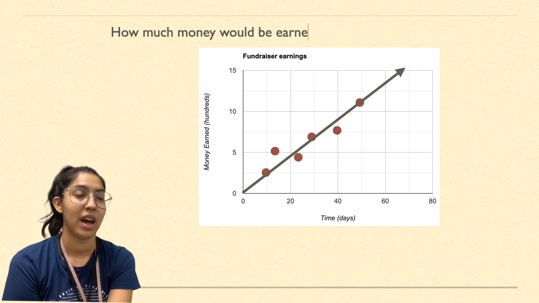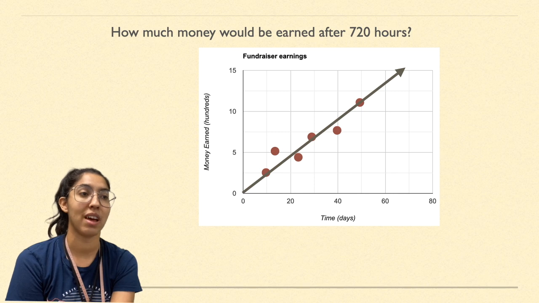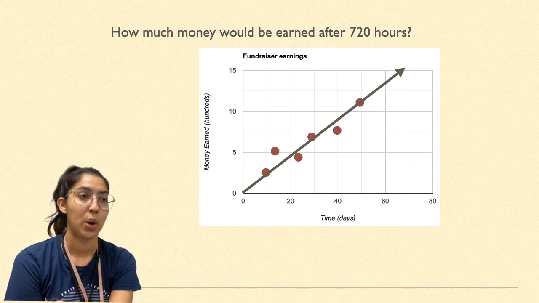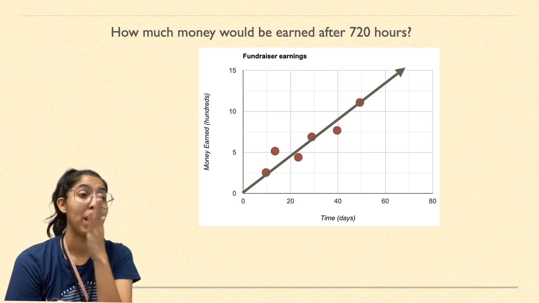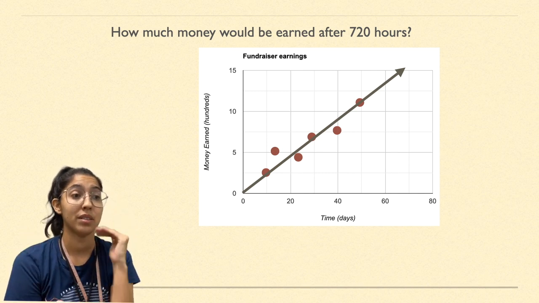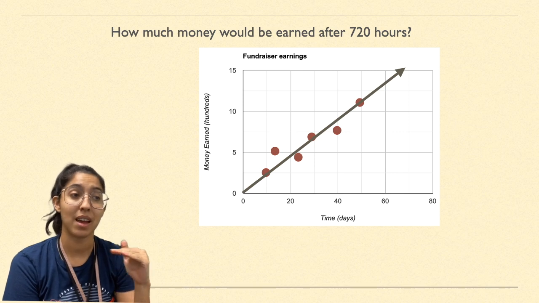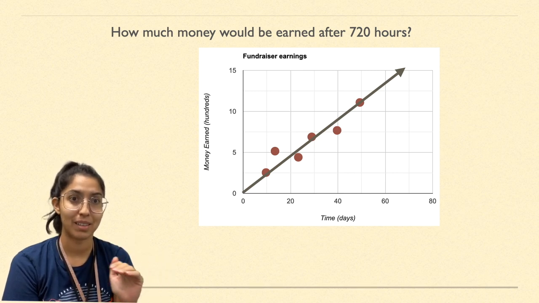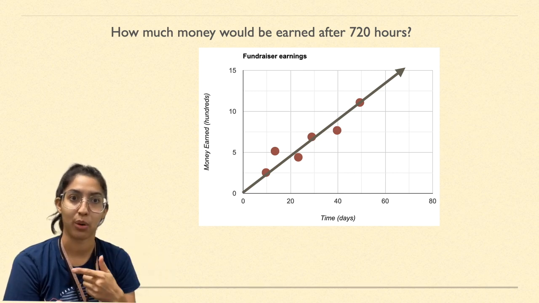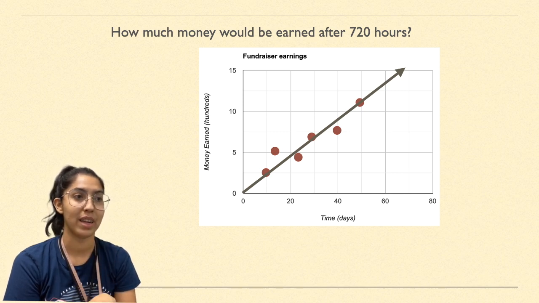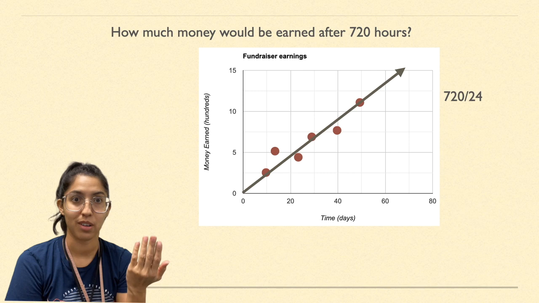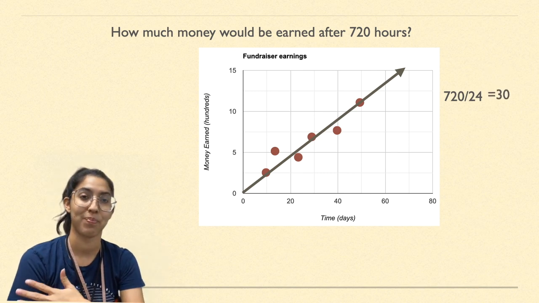My question, how much money would be earned after 720 hours? Okay, so 720 hours, that is time. So my Y value is money earned. My X value is time. I see that my time is in days, not hours. So my first step here should actually be to convert. So I need to know how many days are in 720 hours. So I would do 720 divided by 24, which would be 30.